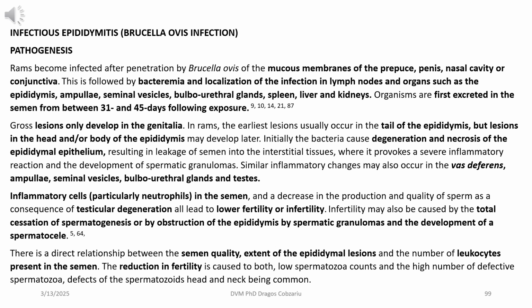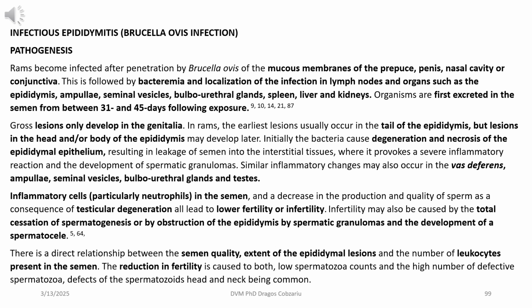In rams, the earliest lesions usually occur in the tail of the epididymis, but lesions in the head and/or body of the epididymis may develop later. Initially, the bacteria cause degeneration and necrosis of the epididymal epithelium, resulting in leakage of semen into the interstitial tissues, where it provokes a severe inflammatory reaction and the development of spermatic granulomas. Similar inflammatory changes may also occur in the vas deferens, ampullae, seminal vesicles, bulbourethral glands and testes.